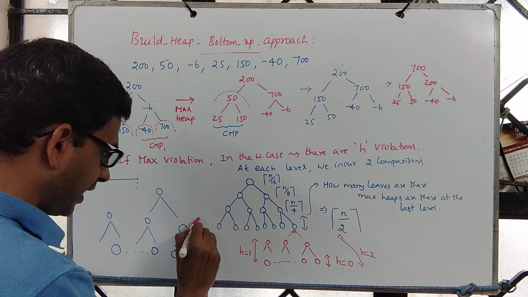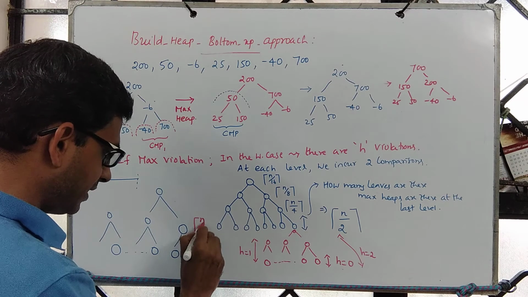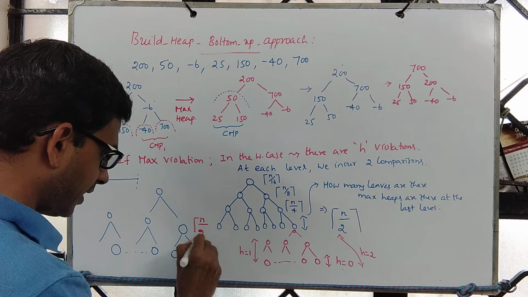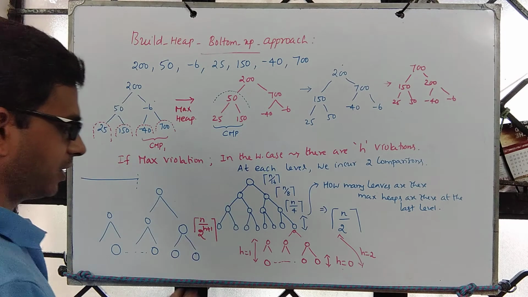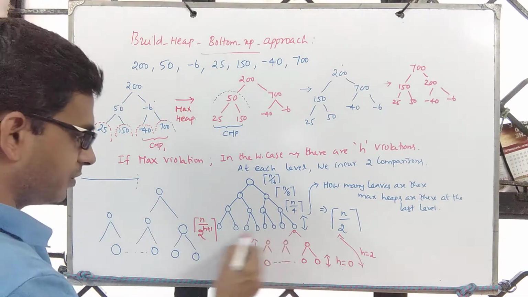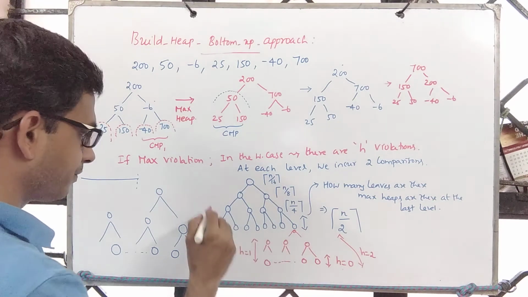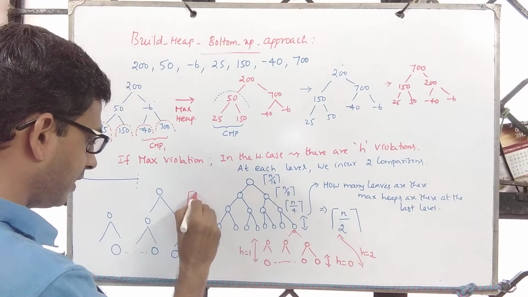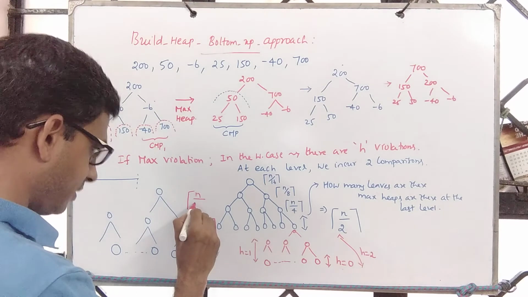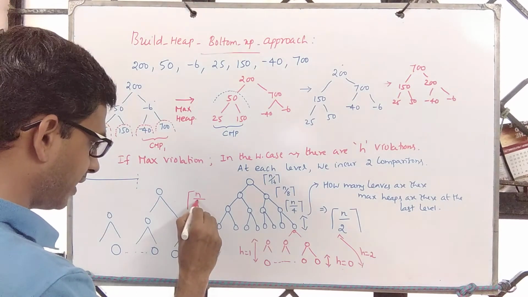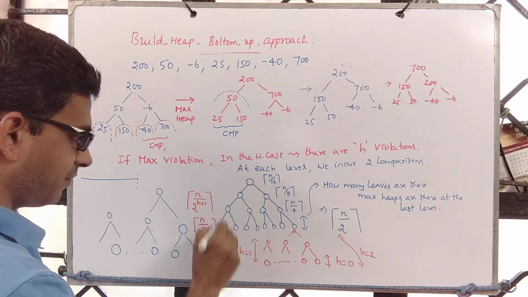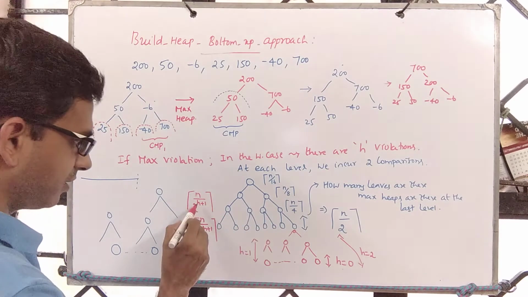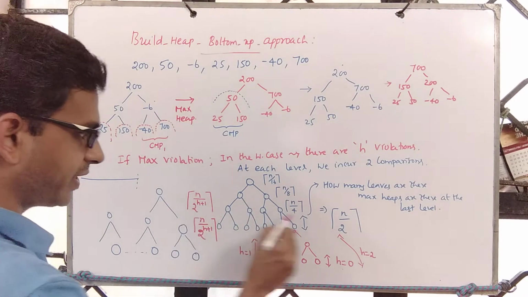So you can say at this level, there are n by 2 power h plus 1 nodes. H is 0, which means n by 2. At this level, there are n by the same thing, 2 power h plus 1. What is the height for this subtree? It is 1. So now it is n by 2 square, which is this.